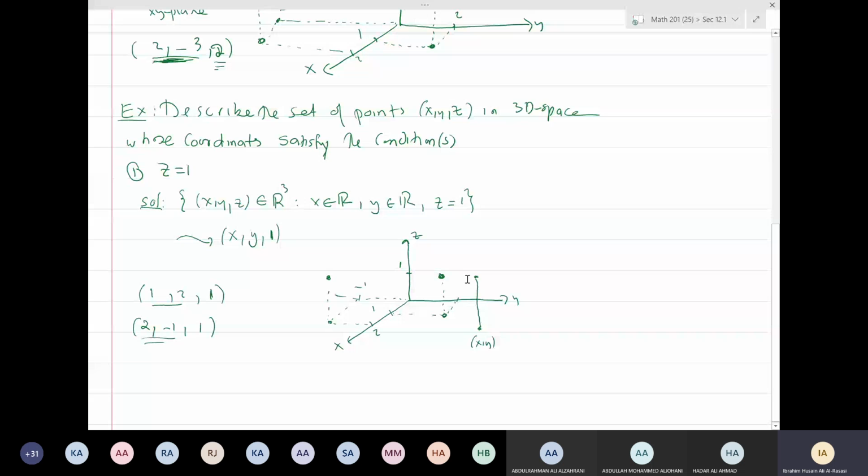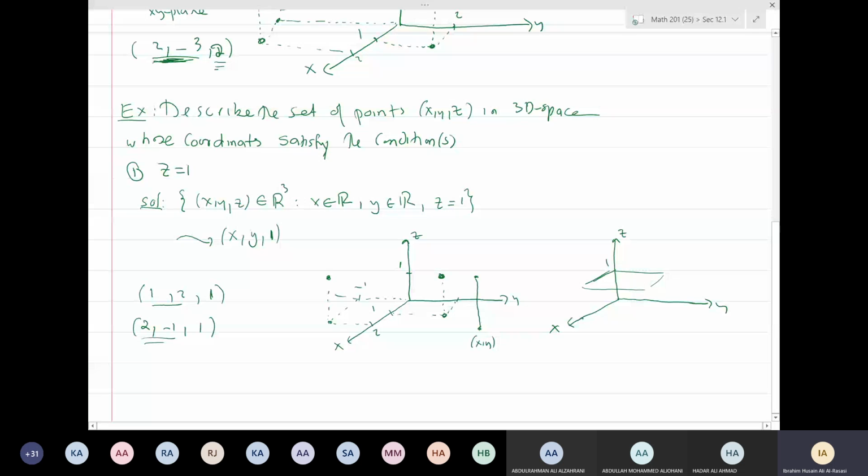So what is the result? If I am shifting every point in the XY plane 1 unit up, I am shifting the whole XY plane 1 unit up. This is X, and this is Y, and this is Z. You shift it 1 unit, and I get something like this. So you get a plane parallel to the XY plane. I'm shifting the whole XY plane to the first floor.